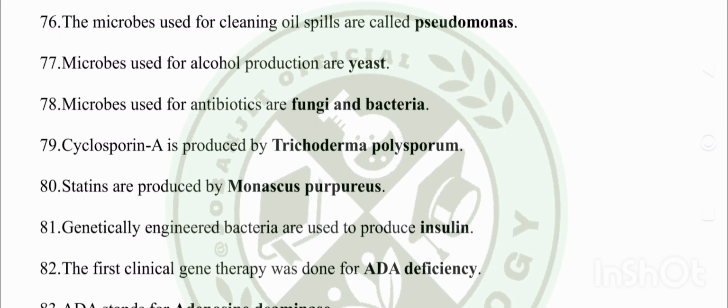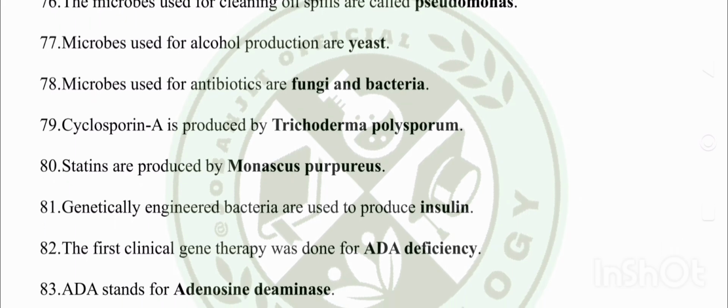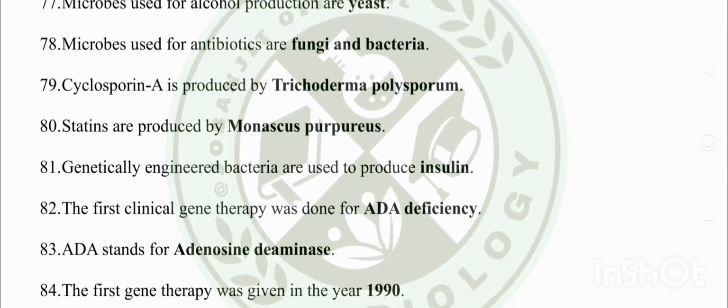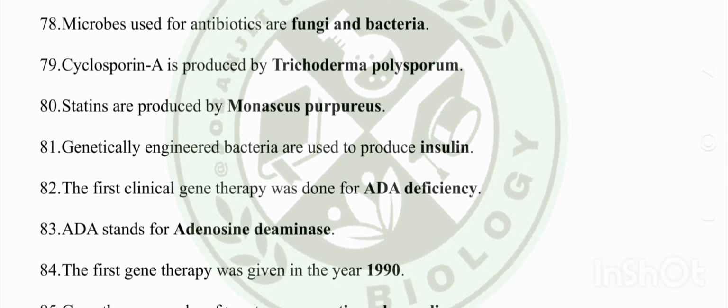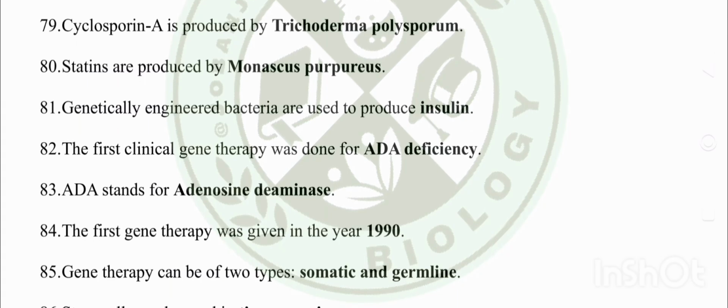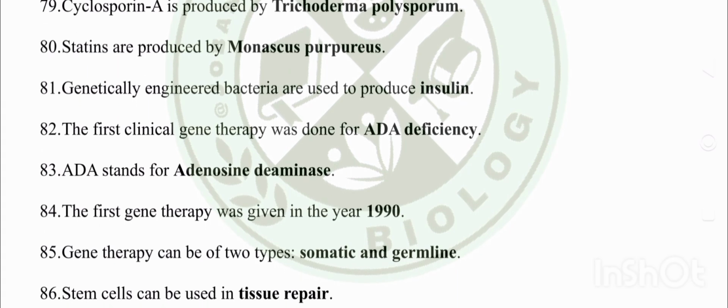81. Genetically engineered bacteria are used to produce insulin. 82. The first clinical gene therapy was done for ADA deficiency. 83. ADA stands for adenosine deaminase. 84. The first gene therapy was given in the year 1990.